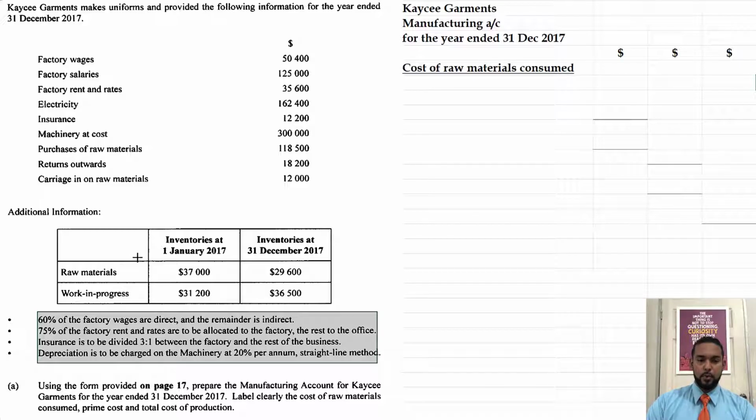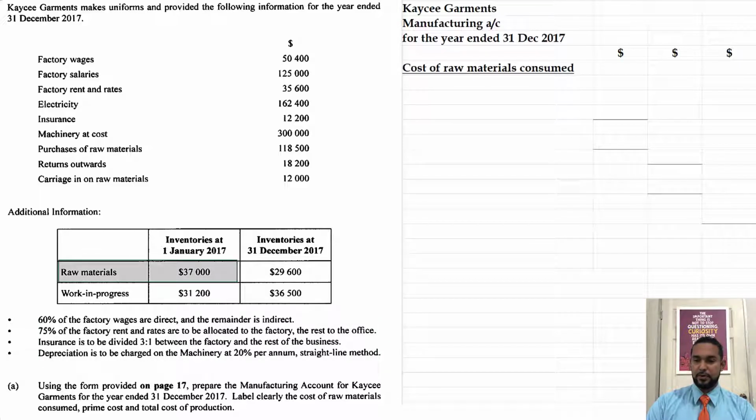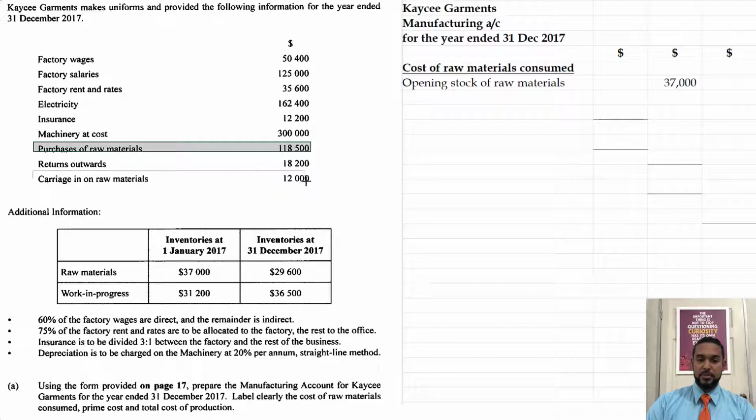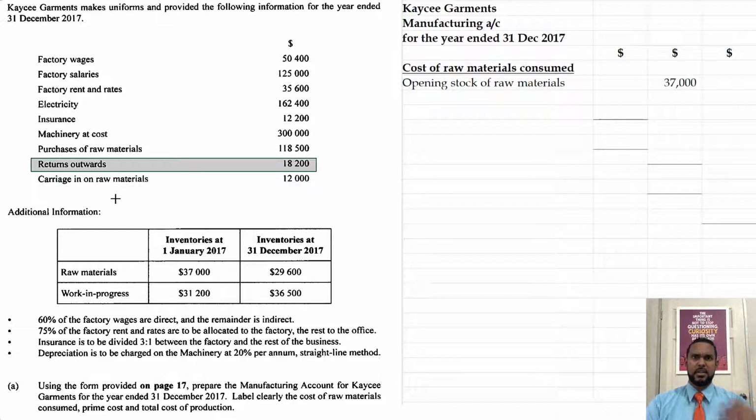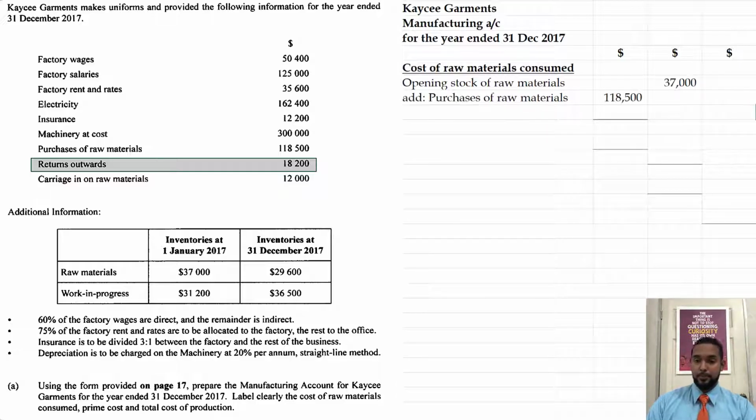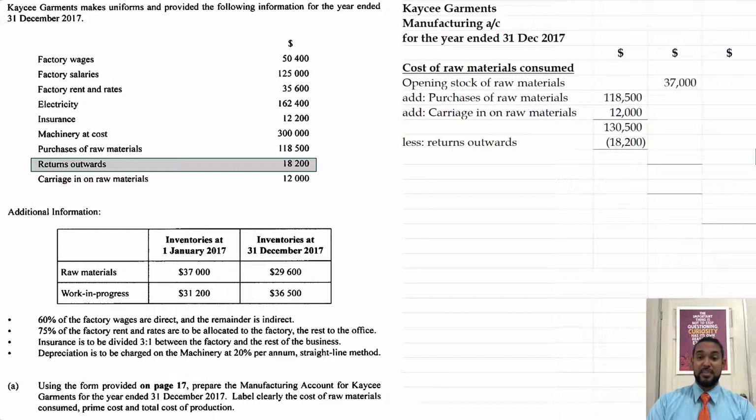So we're going to start with the opening stock of raw materials of 37,000. Right? And then we're going to deal with purchases. But purchases has two adjustments. Carriage in, which has to be added because that's delivery cost you have to pay to acquire your raw materials. And then returns out, which has to be deducted because you send back some raw materials, so you no longer have to pay for those things. Now, it doesn't matter the order in which you put them. Once you add the carriage and you subtract the returns, that's fine. You also don't even need to have them separate in the left column. You could put them in the middle column or whatever the case is. And you're going to have net purchases of 112,300.